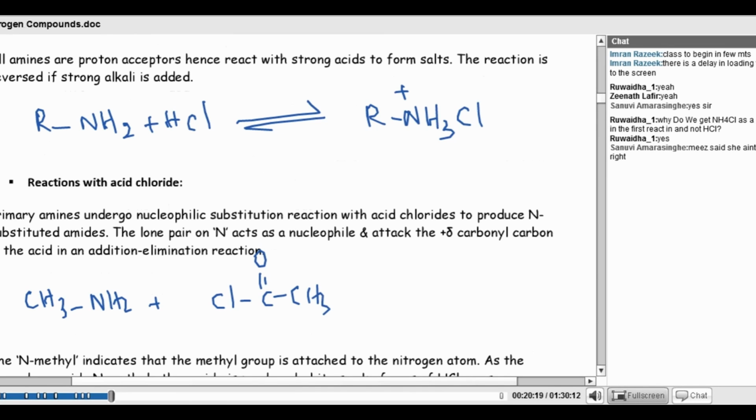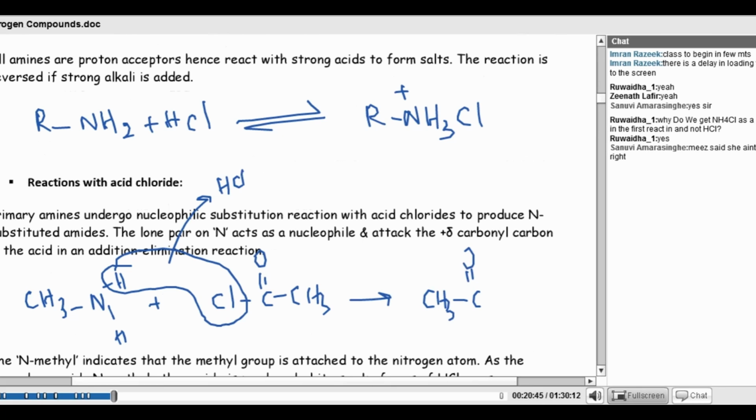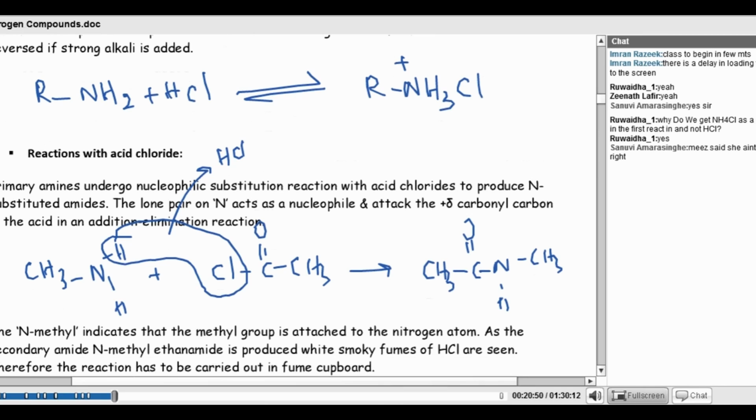What happens is, one of the hydrogens of the NH2 group goes off with the chlorine, resulting in an HCl molecule, and there will be an amide linkage formed like this. So this is an addition followed by elimination reaction, which is in short known as condensation. HCl is removed, and you get this molecule, C double bond O NH CH3. This molecule is known as an N-substituted amide. It is an amide, but it is an N-substituted amide. Why do we call this an N-substituted amide?